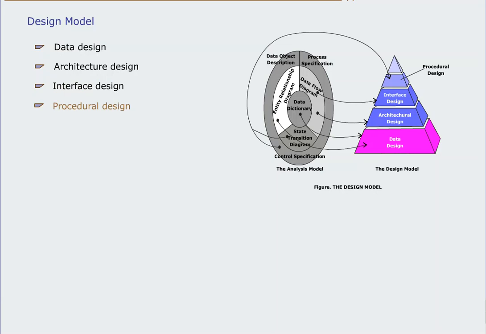The component level or procedural design transforms structural elements of the program architecture into procedural description of software components. Information obtained from PSpec, CSpec, and STD serve as the basis for procedural design.